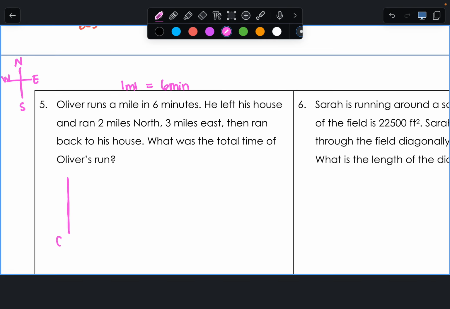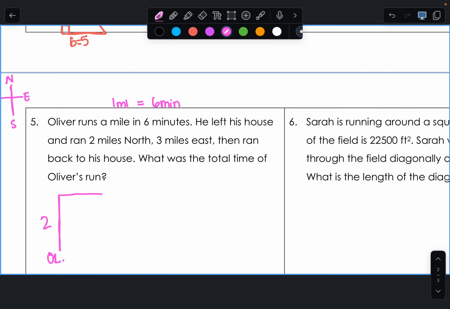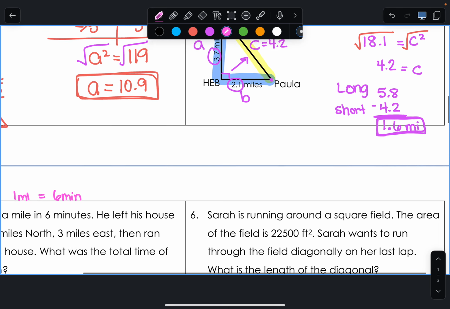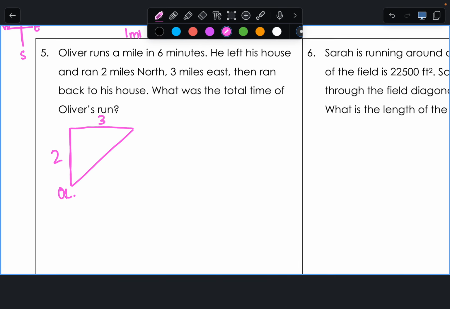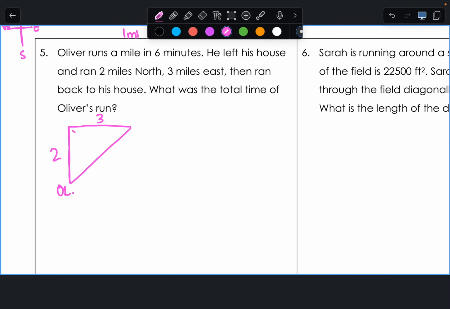So Oliver runs north. We start with Oliver right here. He runs north 2 miles. Then he goes east 3 miles. Then he goes back home. Straight back home. Okay? So we are looking for side C. We're looking for the hypotenuse again. We can do this one as A, this one as B. So 2 squared plus 3 squared.